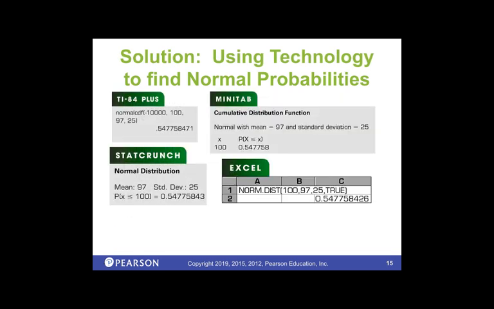Oh, and then we can actually use technology. So these are actually functions in the TI-84 Plus. If you have that calculator, you could do normal CDF, and you would do the minus 10,000. I think that's like the far left, I forget what the minus 10,000 is. But then the 100 is our x value. I think the 97 was the average, and the 25 was the standard deviation. Okay, you can actually use technology.